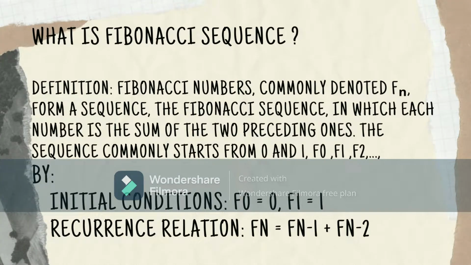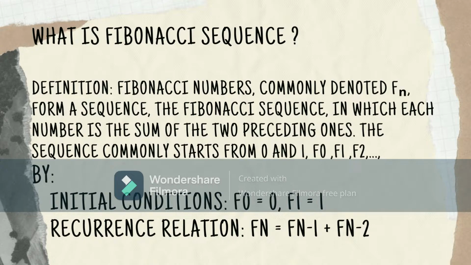Next, what is the Fibonacci sequence? The definition is: Fibonacci numbers, commonly denoted F_n, form a sequence called the Fibonacci sequence, in which each number is the sum of the two preceding ones. The sequence commonly starts from 0 and 1, followed by F_0, F_1, F_2, and so on.